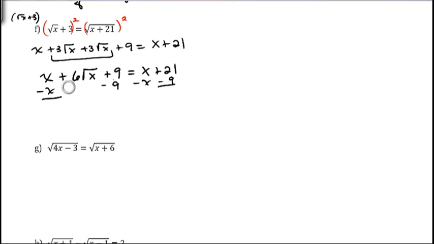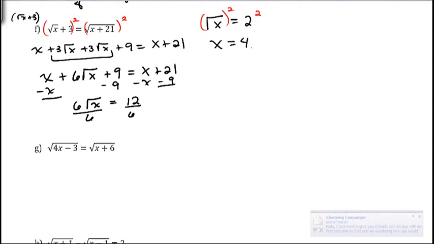So these x's then are gone, and so is the 9, so we're left with 6 times the square root of x. And x minus x is 0, and 21 minus 9 gives us 12. So again, the 12 is divisible by the 6, so I'm going to go ahead and divide by the 6, giving me the square root of x equals 2, and then we can square both sides again to get rid of that last square root. That gives us x is equal to 4.